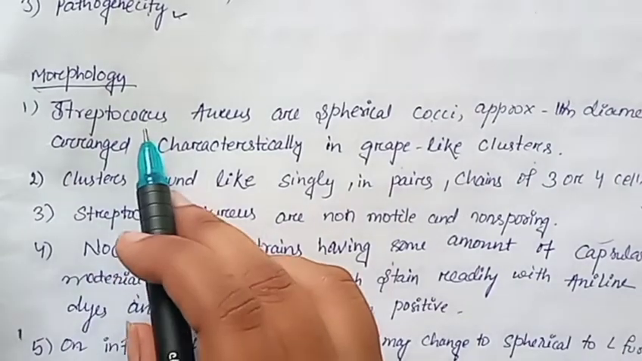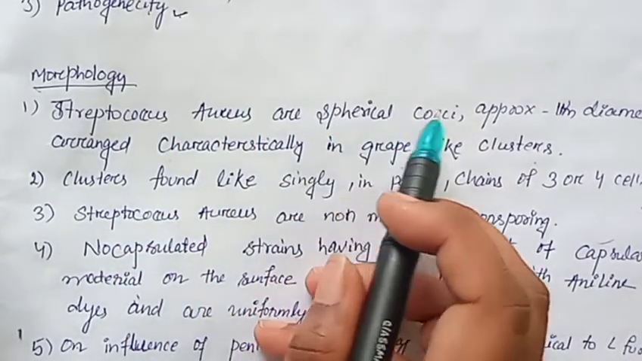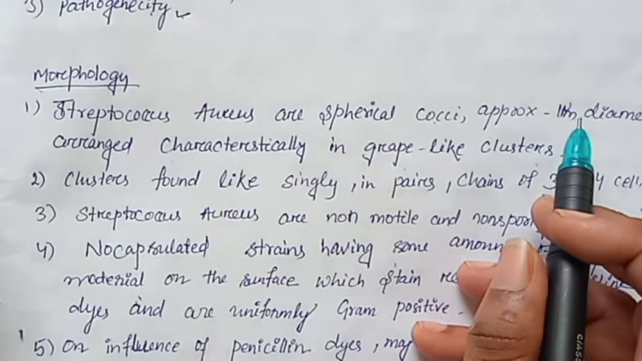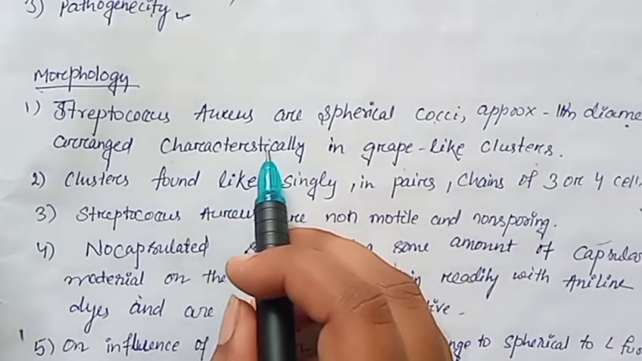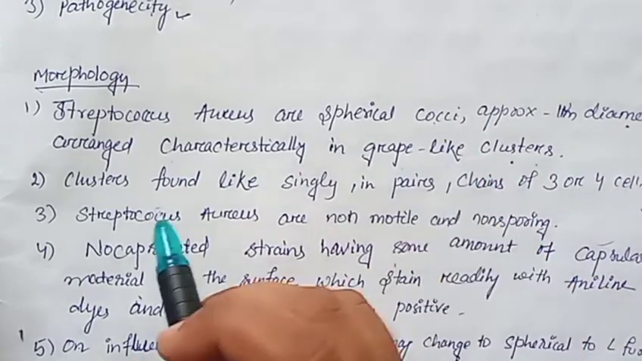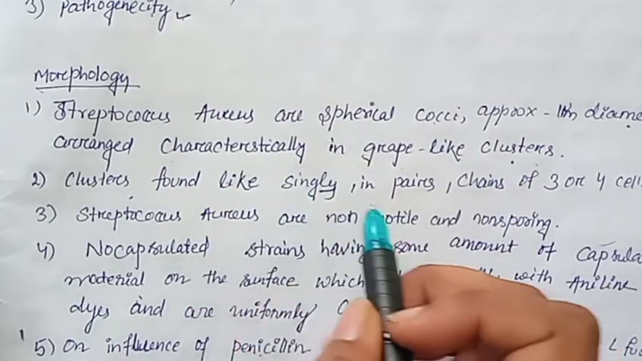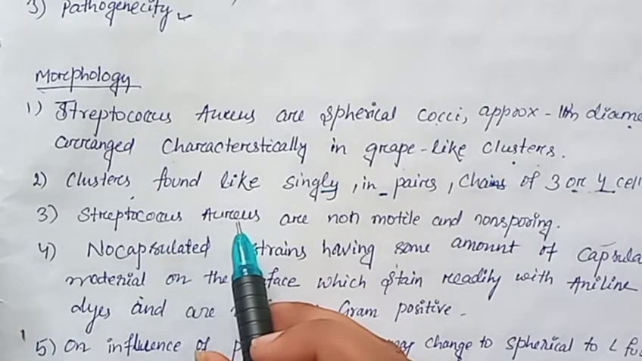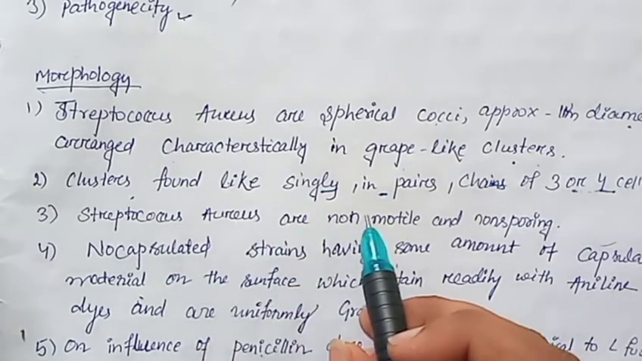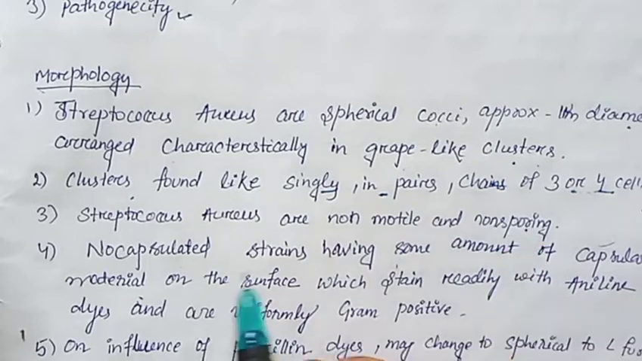Staphylococcus aureus are spherical cocci approximately 1 micrometer in diameter, arranged characteristically in grape-like clusters. Cells are found singly, in pairs, or in chains of 3 to 4 cells. Staphylococcus aureus are non-motile and non-sporing.